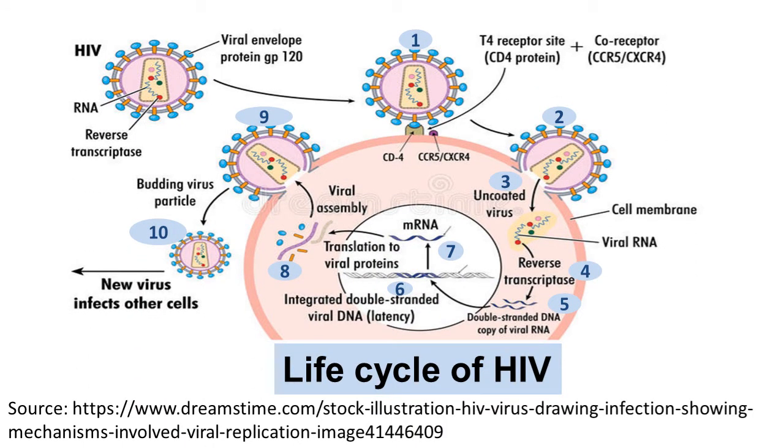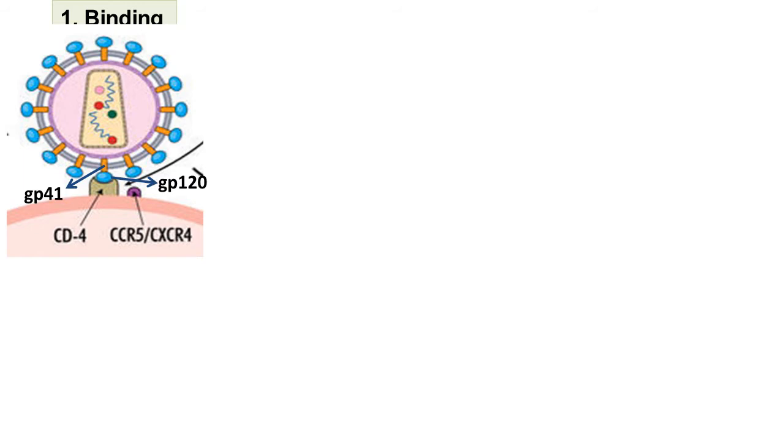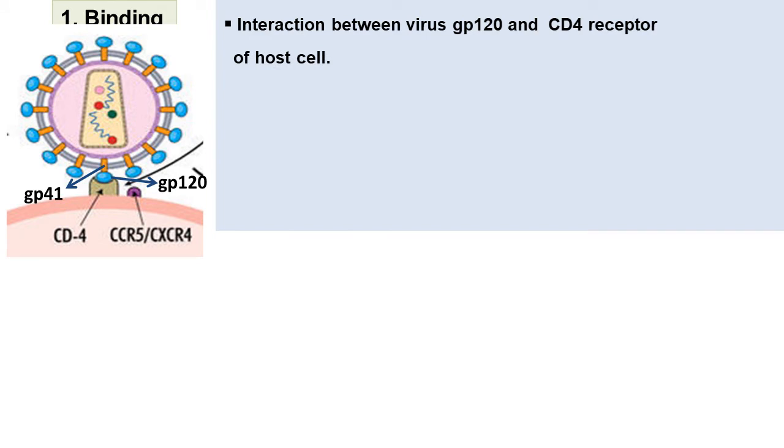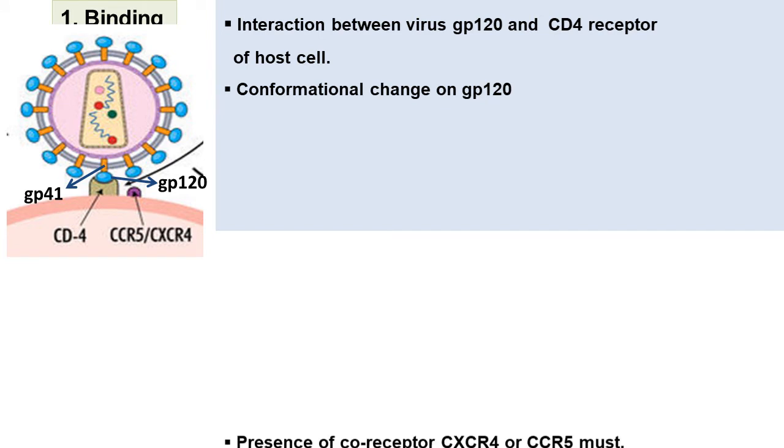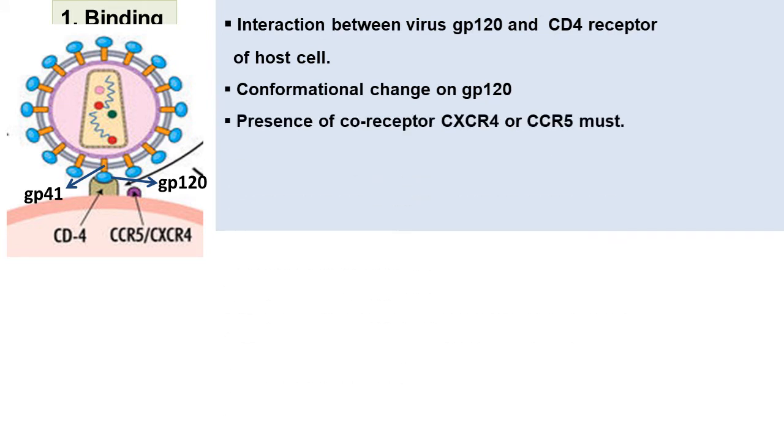This slide gives the schematic representation of the life cycle of the virus. Let us try to understand the different events stepwise. The first event is the binding. There is an interaction between virus GP120 and CD4 receptor of the host cell. This interaction brings about a conformational change on GP120.